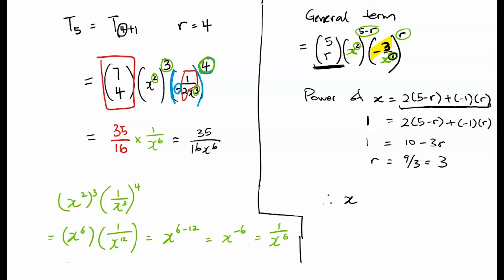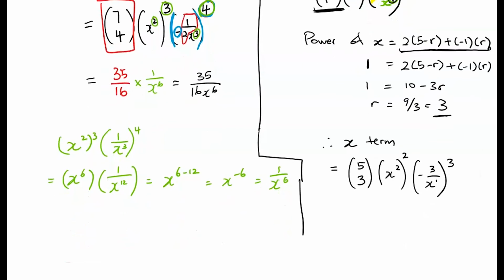The x to the power 1 term is equal to 5. We know that now the r is 3, so it's 5 choose 3. x to the power of 2, and 5 minus r is 2. And then this is -3 over x to the power of 1 and to the power of 3. Again, simplify these. We start with the number. So 5 choose 3, and this is 3 to the power of 3. So that is 270.